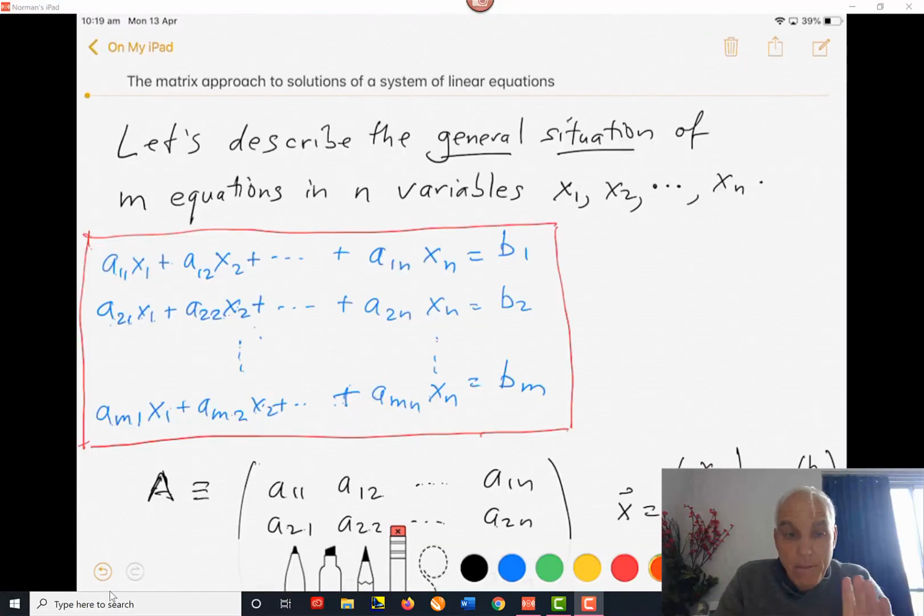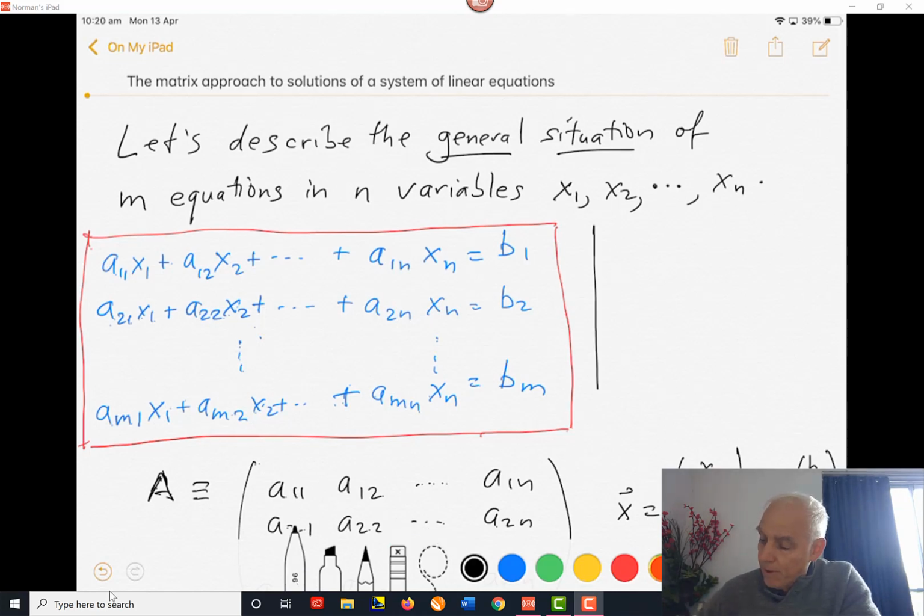So we'll suppose that we have m equations in n variables, and the n variables will be x1, x2, up to xn. And here is a system of those m equations. The first one is a11 x1 plus a12 x2 plus all the way up to a1n xn equals b1. That's the first equation, and notice that the coefficients, the a's, all have the first index equal to 1, corresponding to the first equation. The second index corresponds to the variable name.